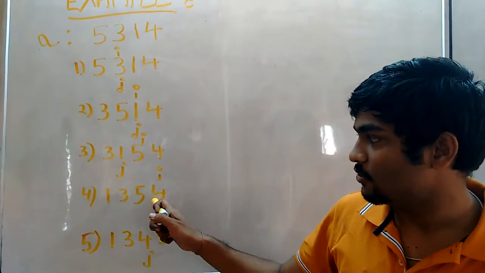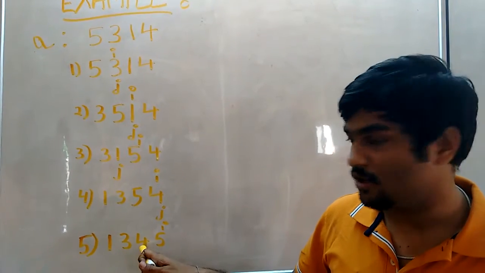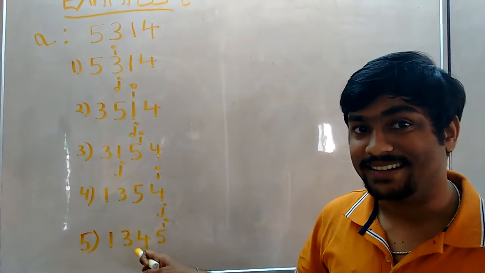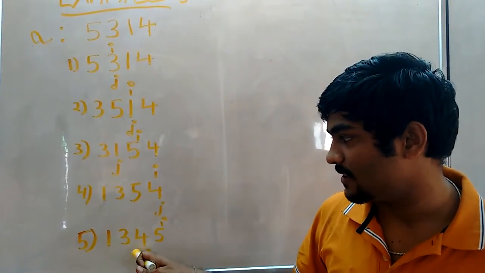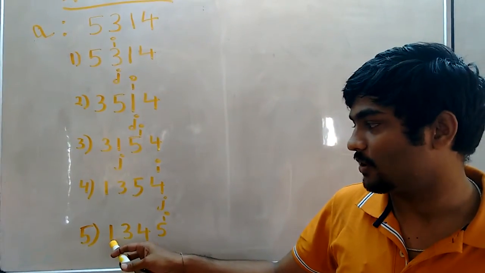Now the 4th element, you compare with its previous one, 5. It is lesser, so it's swapped. And then you compare with its left, that is 3. It is greater than 3, so you stop right there. And now as you can see, all the 4 elements are processed and the array is sorted: 1, 3, 4 and 5.